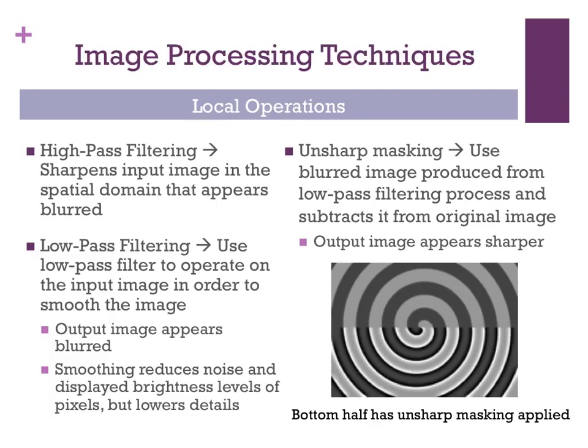Unsharp masking is another local operation, and this uses the blurred image produced from the low-pass filtering process and subtracts it from the original image. So this then makes the output image appear sharper. And in this example of this picture right here, the bottom half actually has the unsharp masking applied. So you can tell that the bottom half is sharper than the top half of the image.